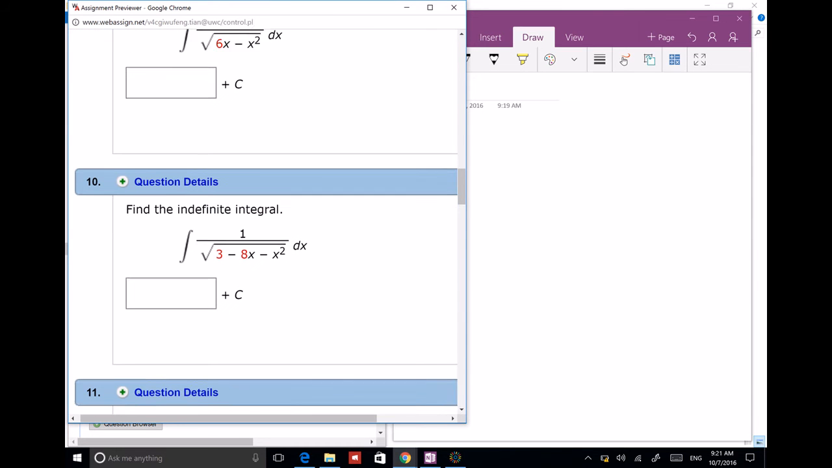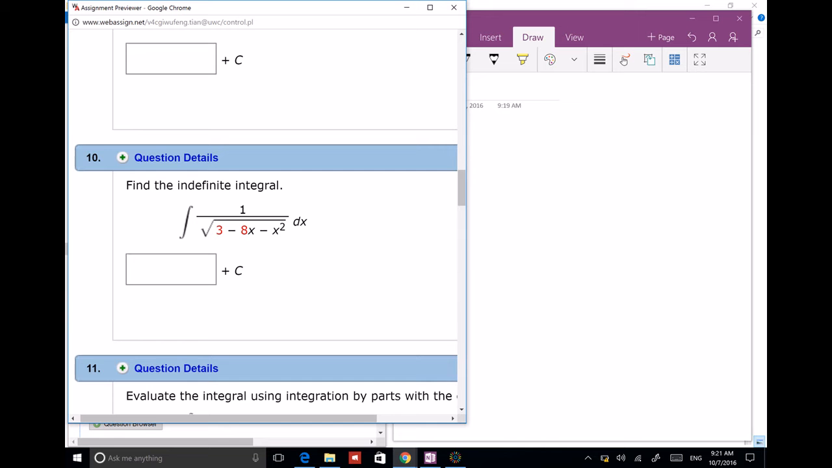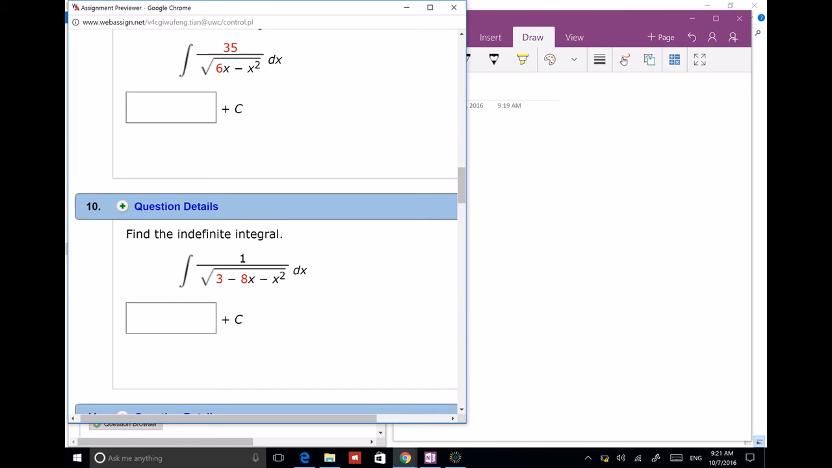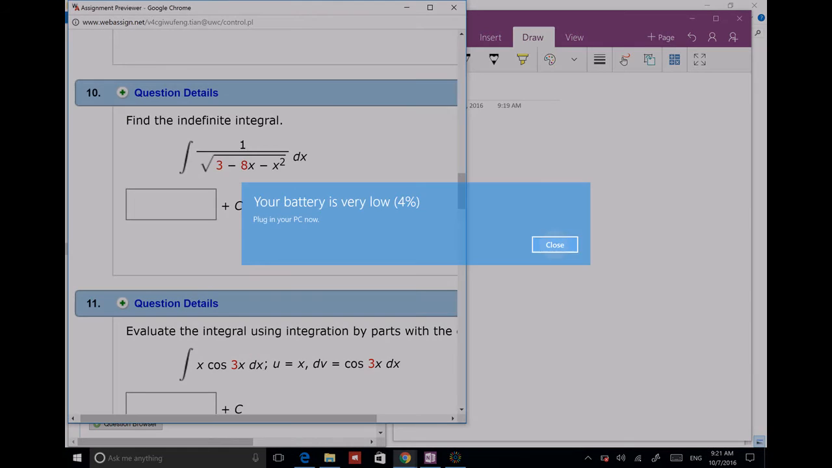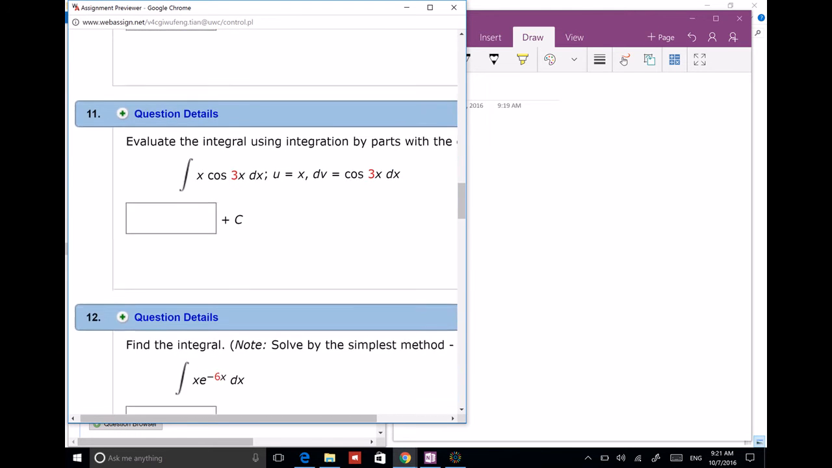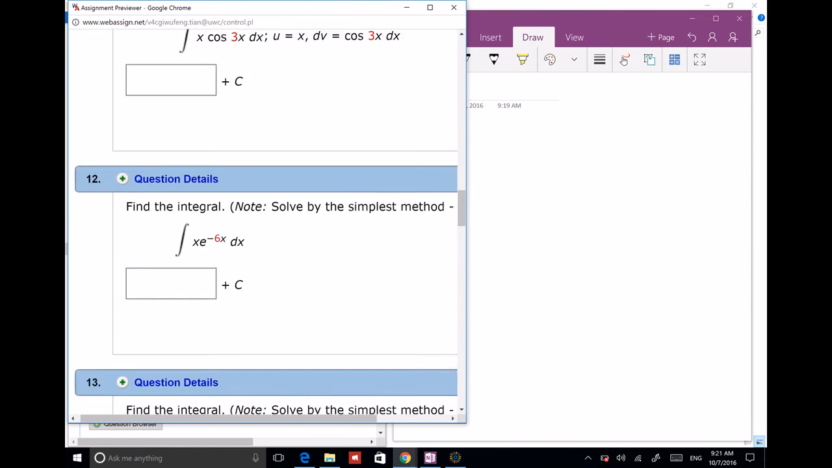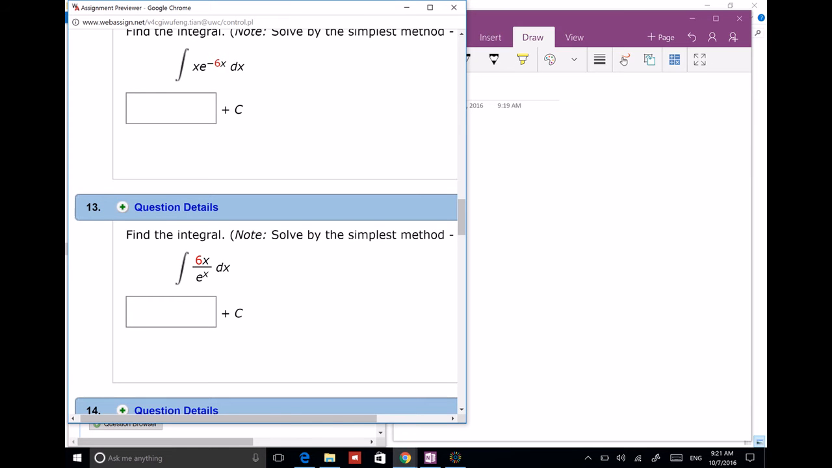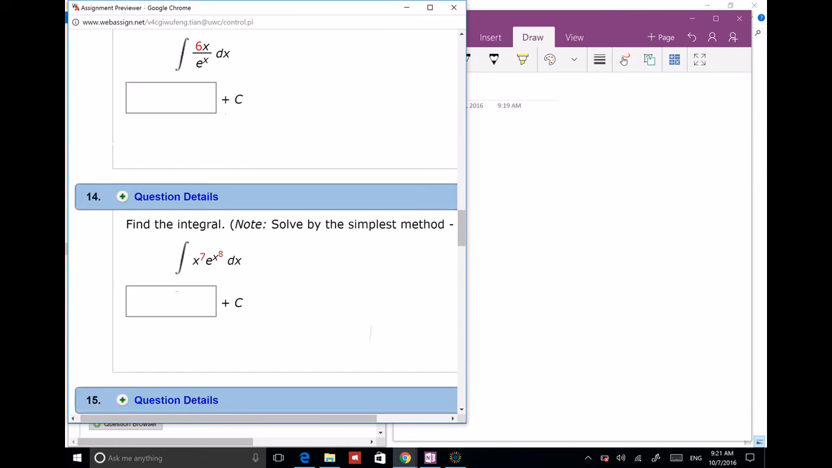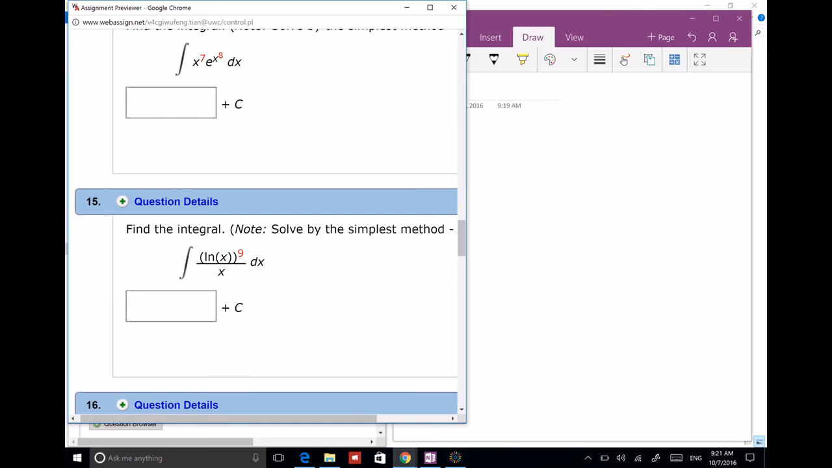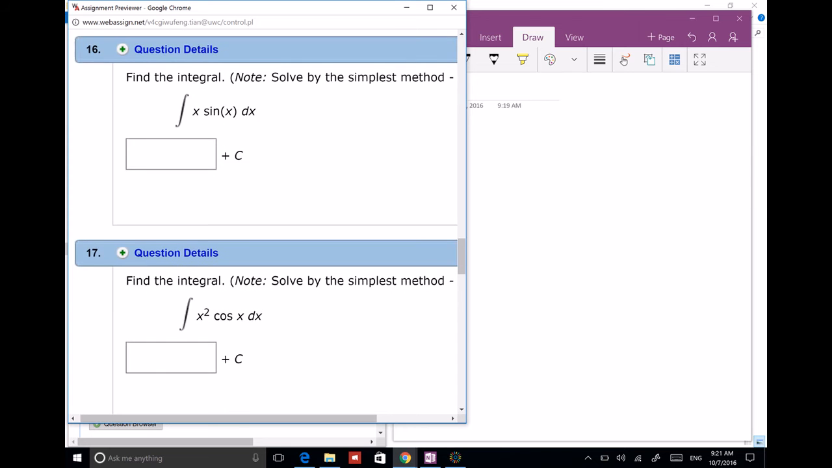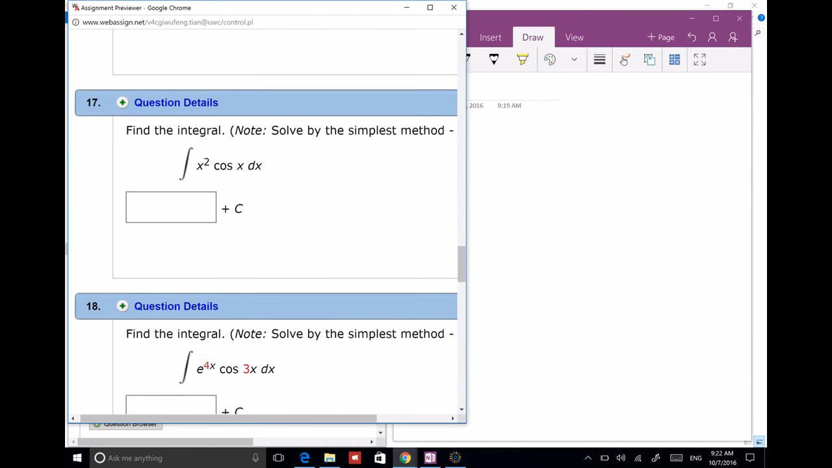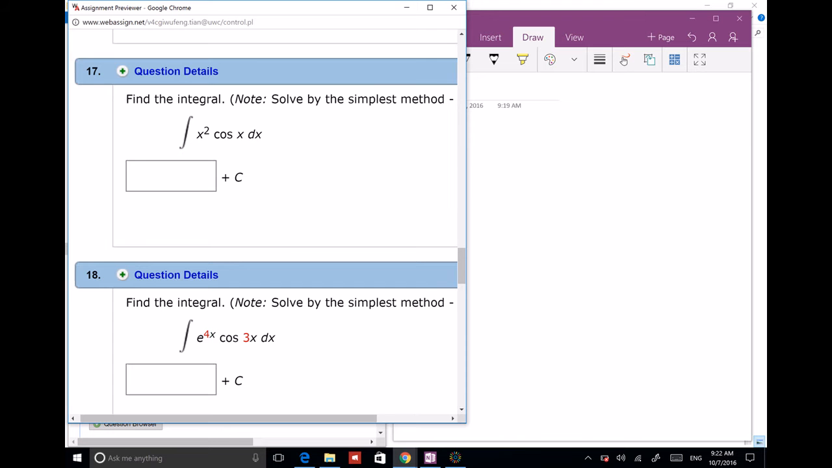Number 10, is there any problem you particularly would like me to explain? Nope. Okay. Number 9, you complete the square form. You get an a squared minus u squared form. Number 10 is the same. Number 11 is okay. Number 12, I think it's okay. Number 13, tabular method. Number 14, tabular method. Number 15, u equals ln x. Number 16, tabular method, just one step. Number 17, tabular method, x squared can go to 0: x squared, 2x, 1, 0.